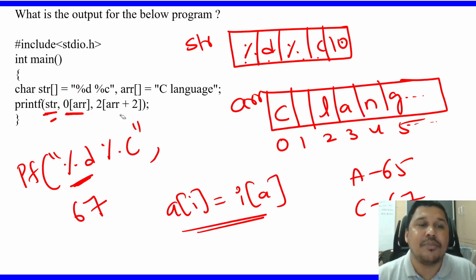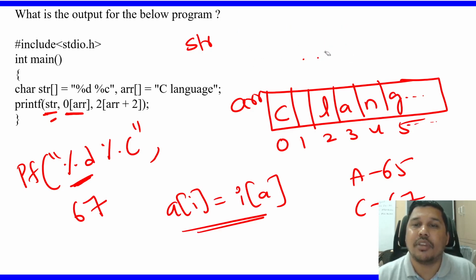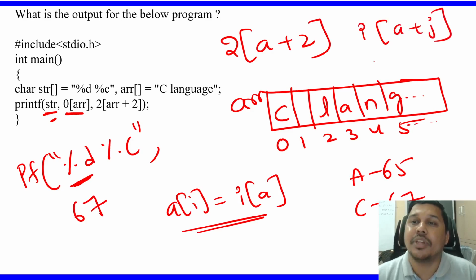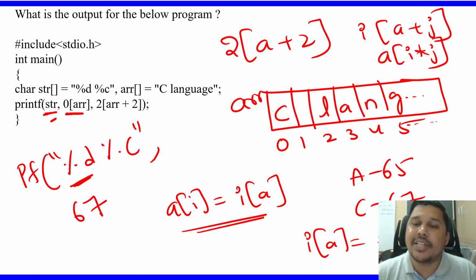The next statement, I will just erase this, contains 2[a+2]. Okay, what is this? It is like i[a+j]. In this case, the definition of this is a[i*j]. That is the meaning of this. We know i[a] means it is equal to a[i]. If I have some plus here, it gets multiplied inside like this.